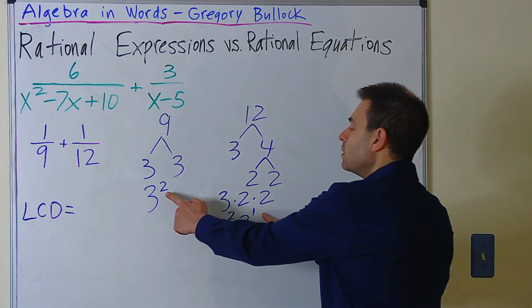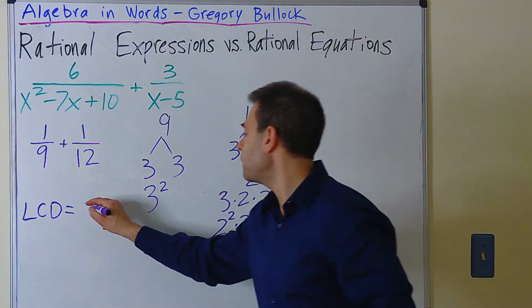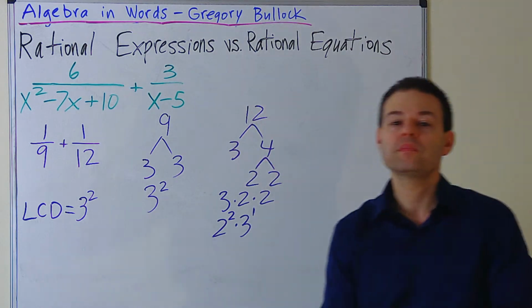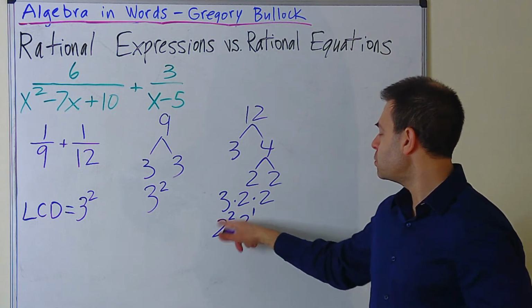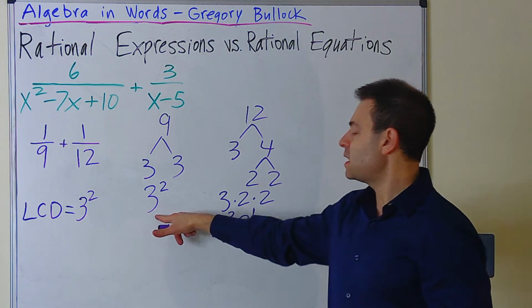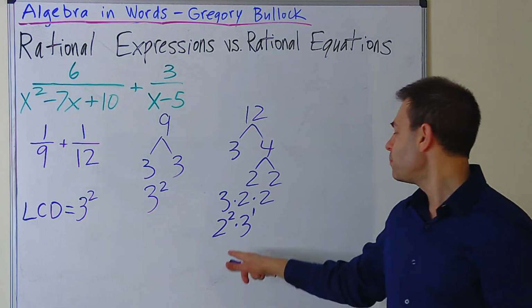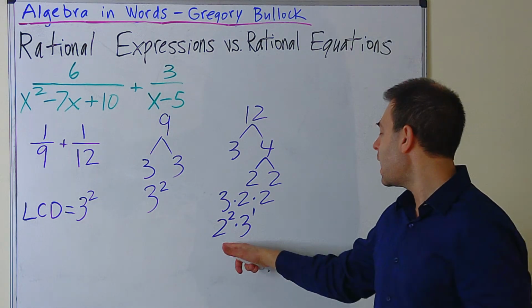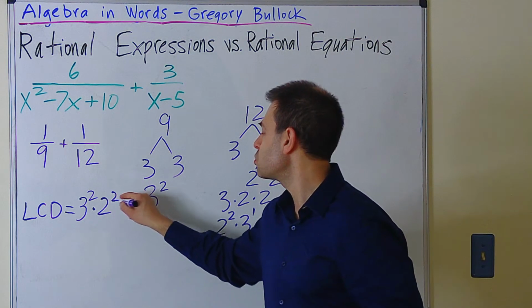So which is higher, the power of 2 or the power of 1? The power of 2. So we're going to put 3 squared in our LCD. And now we're going to come over here and we have a 2 squared. Now this doesn't have 2 or 2 squared, that's fine. You take all of the factors, and if there's repeats, you take the higher exponent, but there's no repeats, so we just take 2 squared.